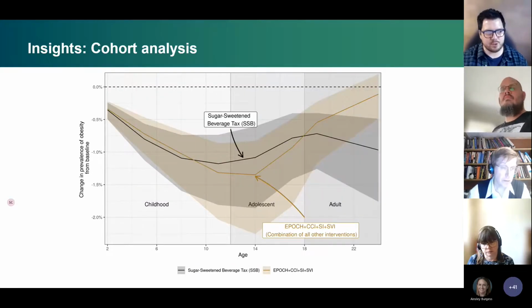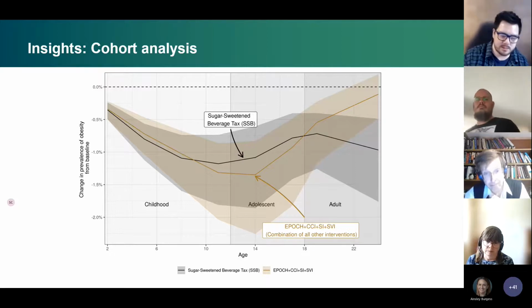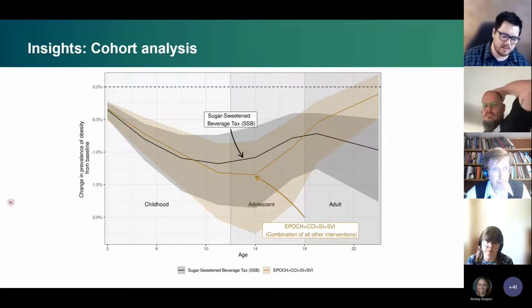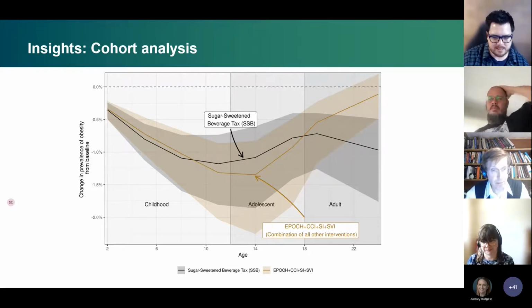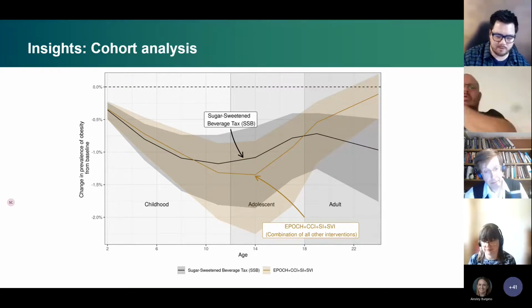Sugar sweetened beverage taxation was shown to be quite successful in component A, and it was one of the single most successful interventions that we saw. But we do understand that there's a little bit of political stickiness with suggesting that to decision makers. So we also looked at how the combination of those other interventions compares against sugar sweetened beverage.